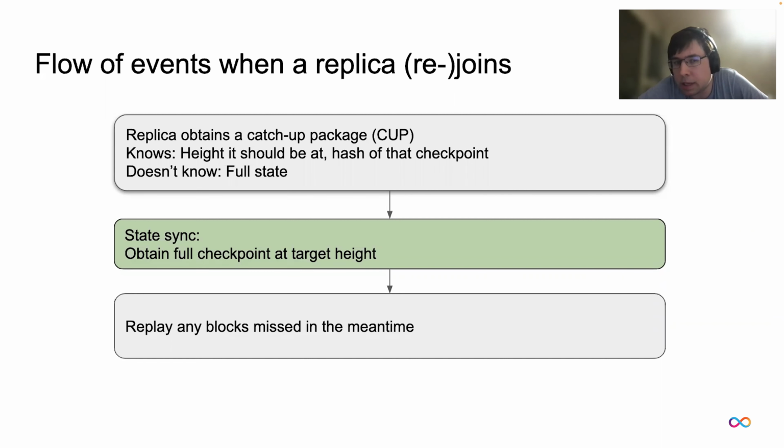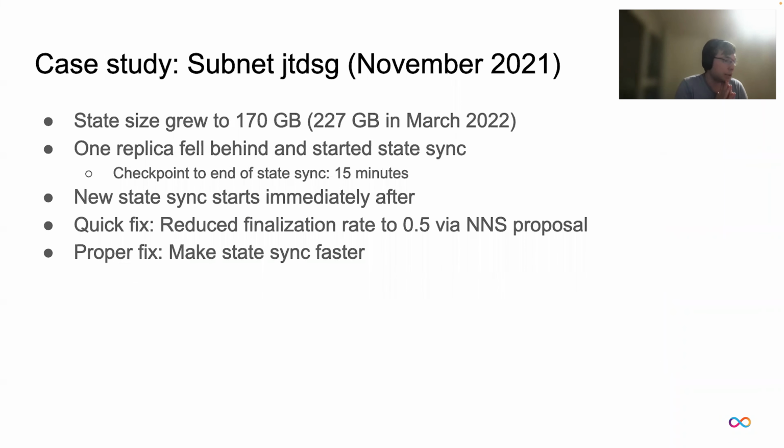It's not quite the last step in a rejoin, because while we are doing state sync, and that can be minutes, in that time, all the healthy replicas will produce more blocks and execute them. So by the end of state sync, we will have a checkpoint, but it will be slightly out of date. So the last step of a proper rejoin is that we have to replay all the missed blocks as quickly as possible so that we, at the end, have a state that is exactly the same as all the other replicas. So let's look at an example where we had some problems with that.